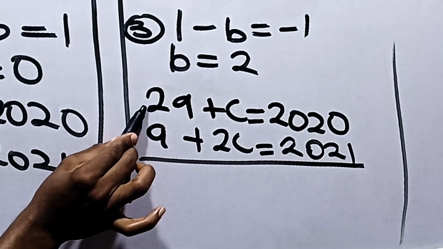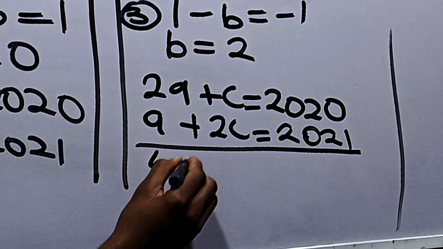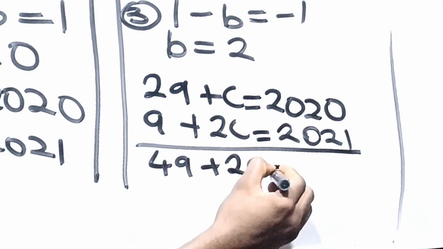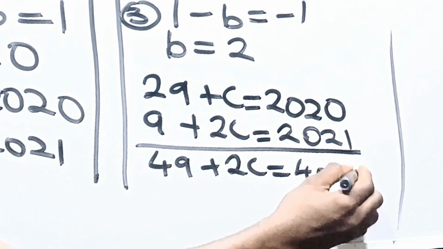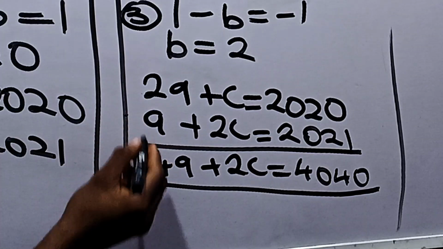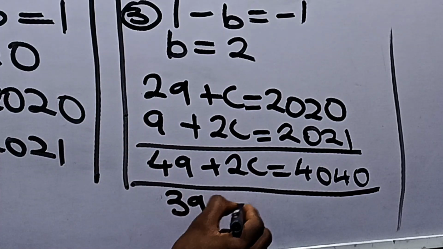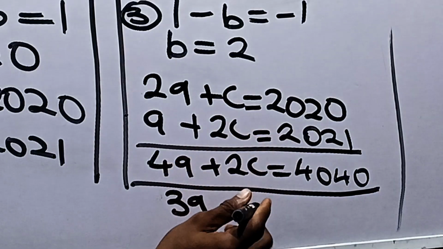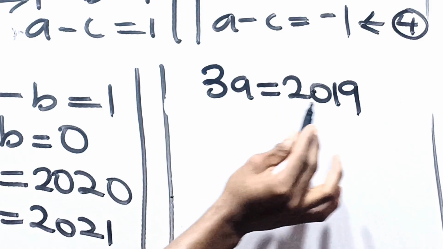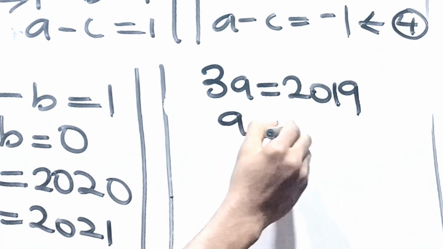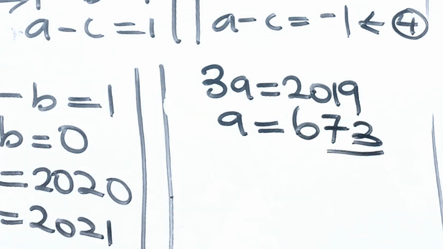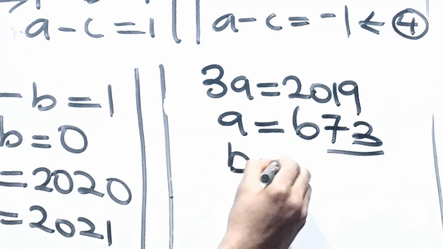So let's multiply this equation by 2. We have 2 times 2 is 4A plus 2 times 2 times C is 2C is equal to 4040. Now let's subtract, this minus this. So 4A minus A is 3A, which is equal to 4040 minus 2021, which is 2019. Now that 3A is equal to 2019, hence A is equal to 673. This is when B is equal to 2.